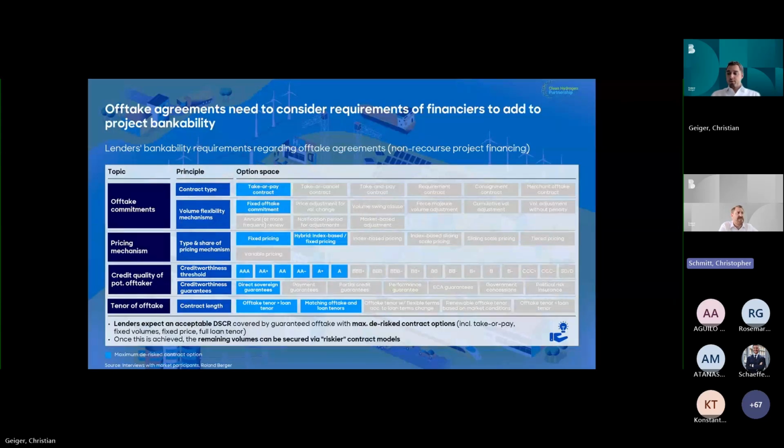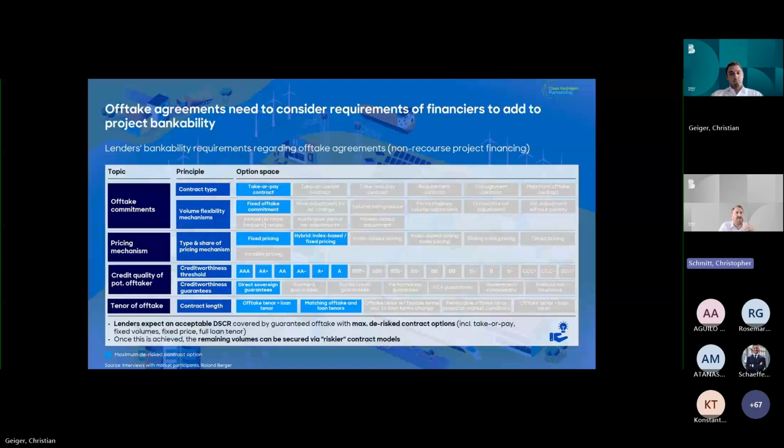And if that is the case, then you would like to have a fixed pricing in place that ensures that your cost is recovered. What we see, of course, in practice is a lot of hybrid structures where you have elements of fixed pricing and index-based pricing combined. We'll talk about that in a bit more detail later, because the devil is in the detail in terms of how you design this. Of course, also the credit quality of the offtaker is of utmost importance.